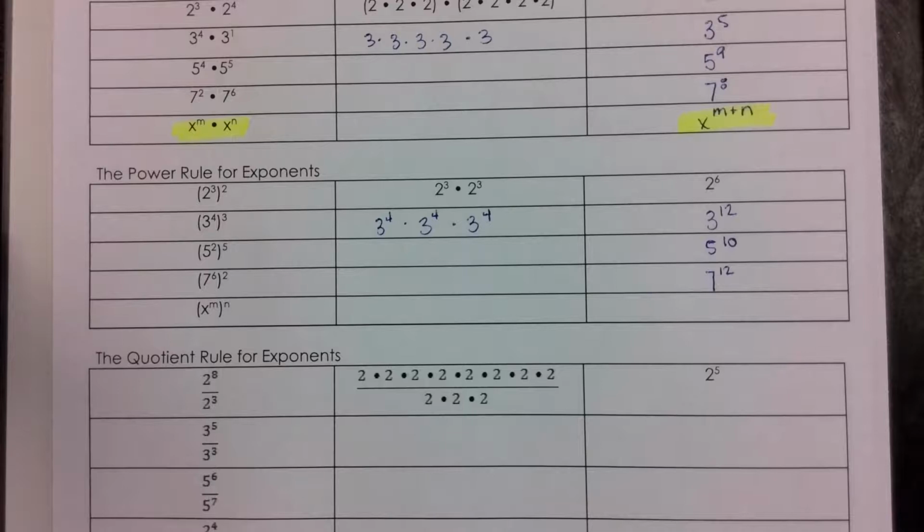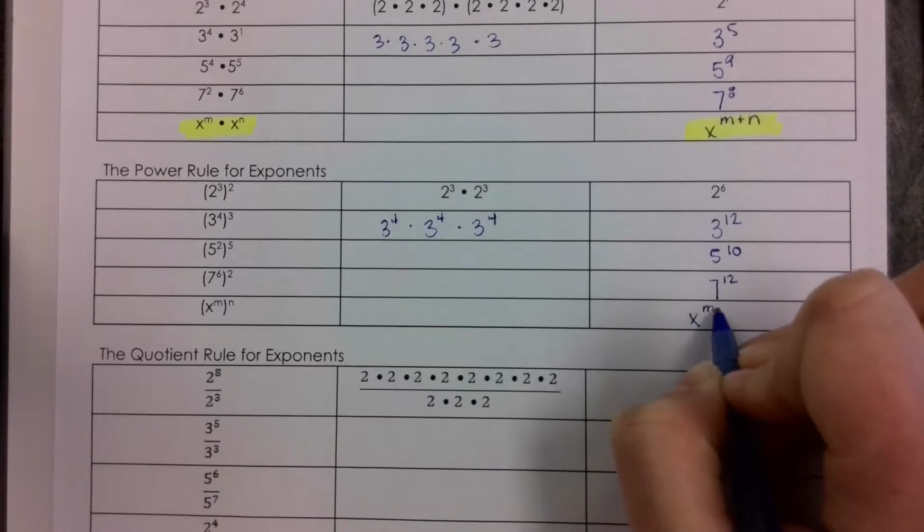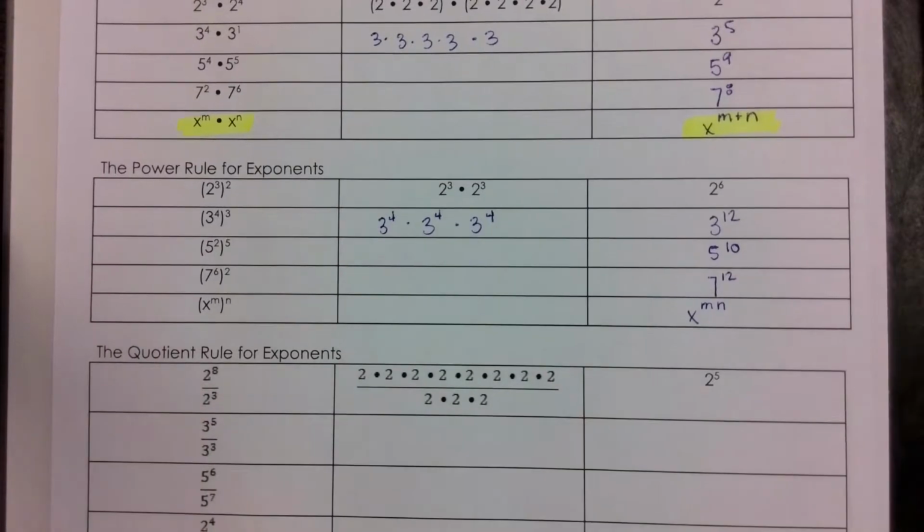M and n. Those are really hard to say. How are we going to write that? How can we write a rule for that? You got an x to the m times n. Now I'm just going to put m, n together, because when they're touching like that, that's what it means, multiplication.